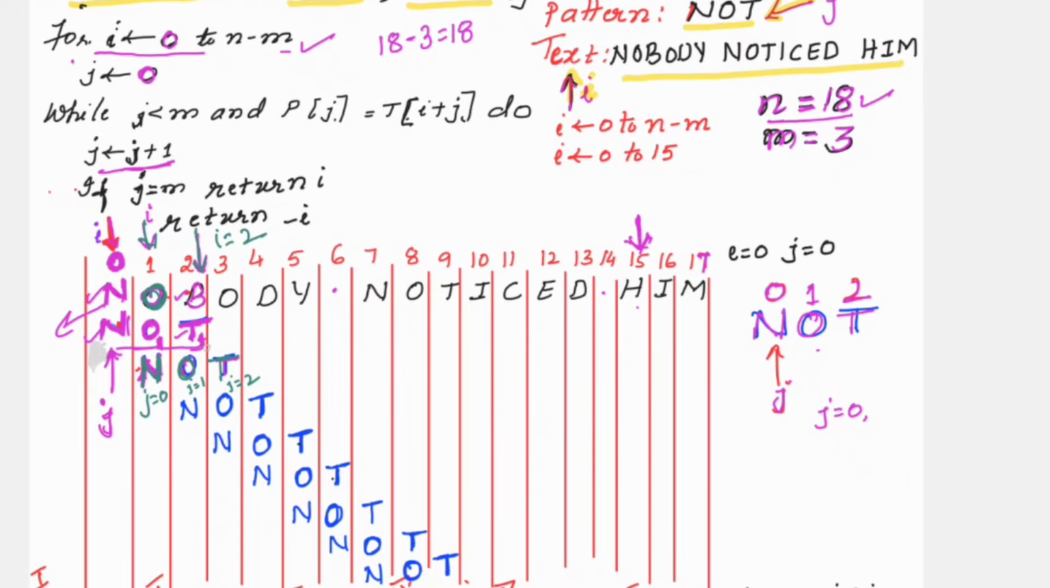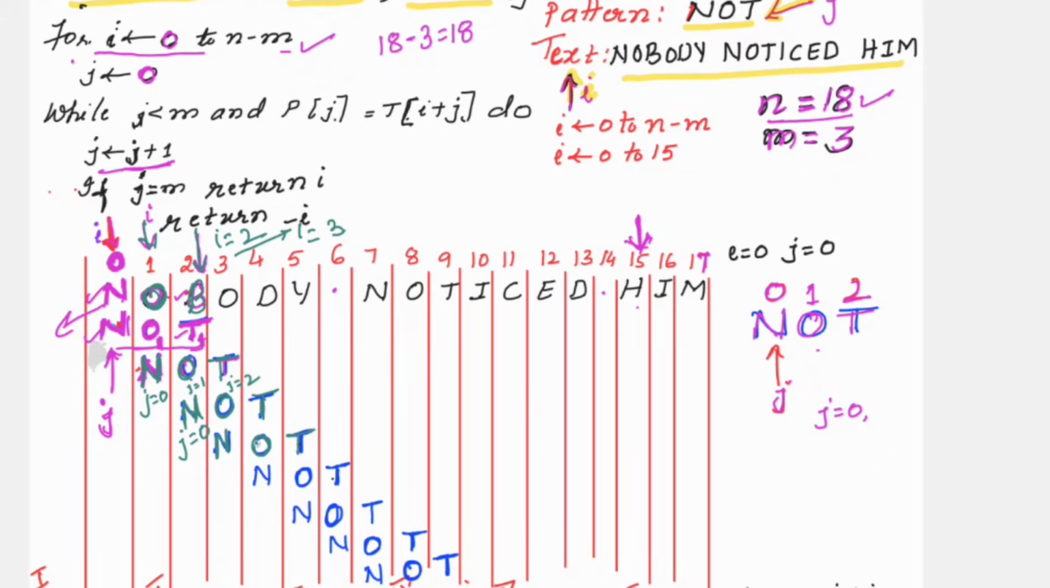Now I is equal to 2 and your pattern is now here, NOT. So once again J equal to 0. So you are checking here whether N is matching with B. No, it is not matching with B. So it will come out from the while loop. I gets incremented. Now I becomes 3 and your pattern is shifted here by 1 position.